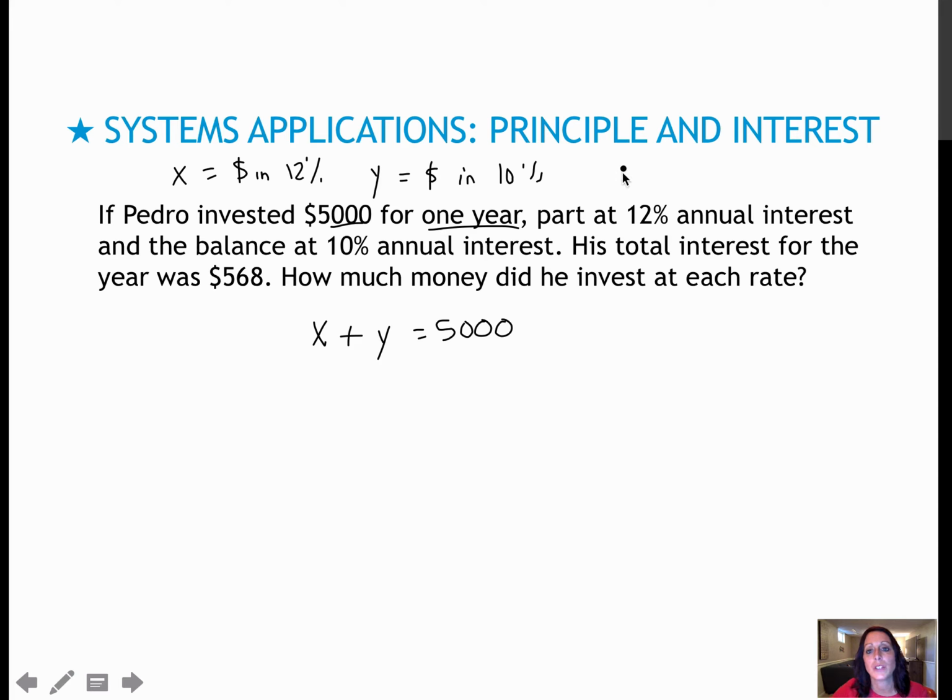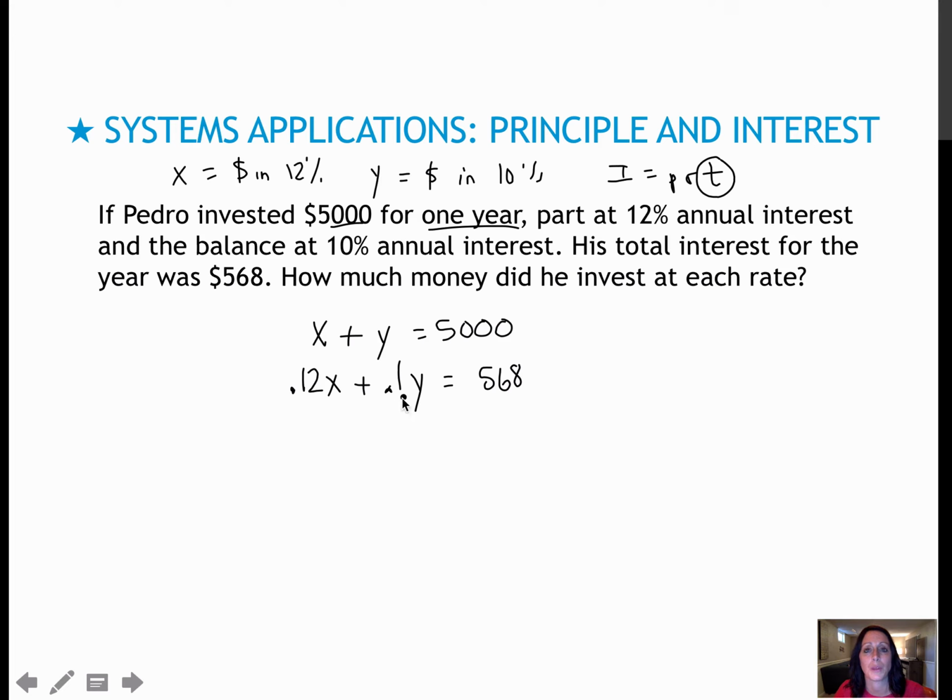In terms of interest, which remember interest is PRT, principal times rate times time. In this case, again, time is 1 year, but if time were 2 years, you would have to multiply that by 2 or 3, etc. The interest earned on the 12% account would be X times the rate of 0.12 times time of 1. Interest on the Y account would be principal of Y times the rate of 10% or 0.1 times time of 1. And total interest is $568.